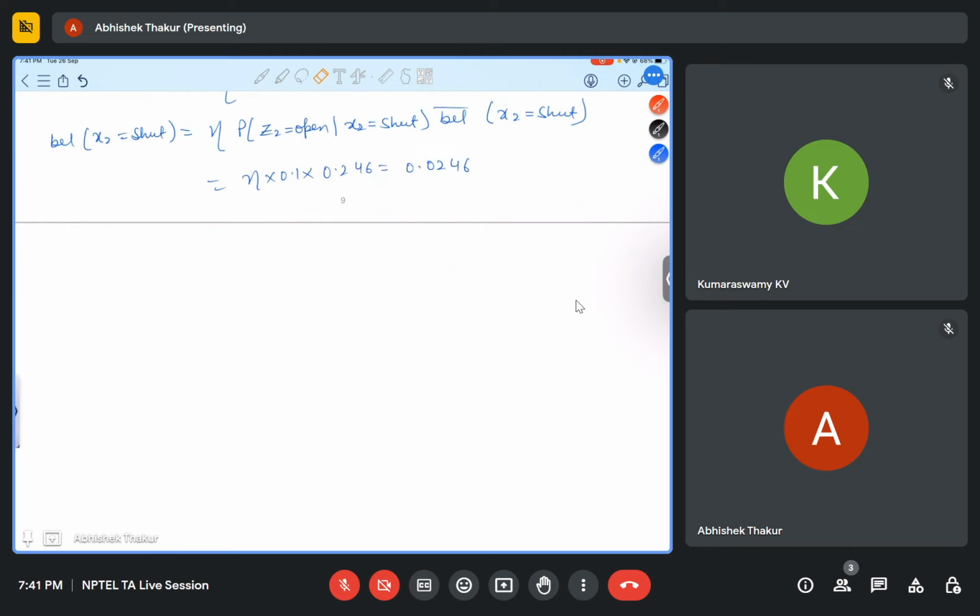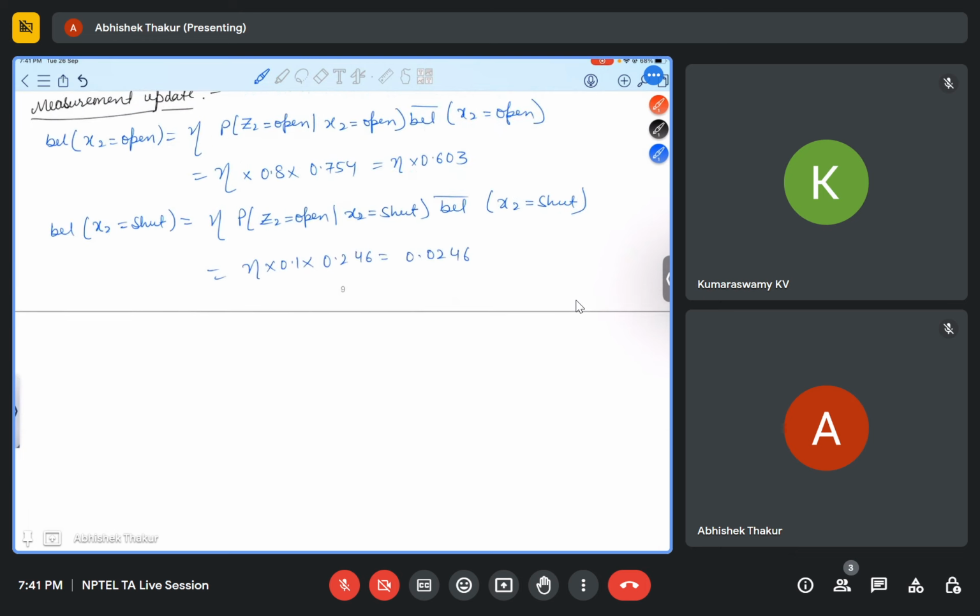So now eta is equal to inverse of 0.603 plus 0.0246. So this will become 0.603 plus 0.0246, that is 0.6276. So this is equal to 1.593.